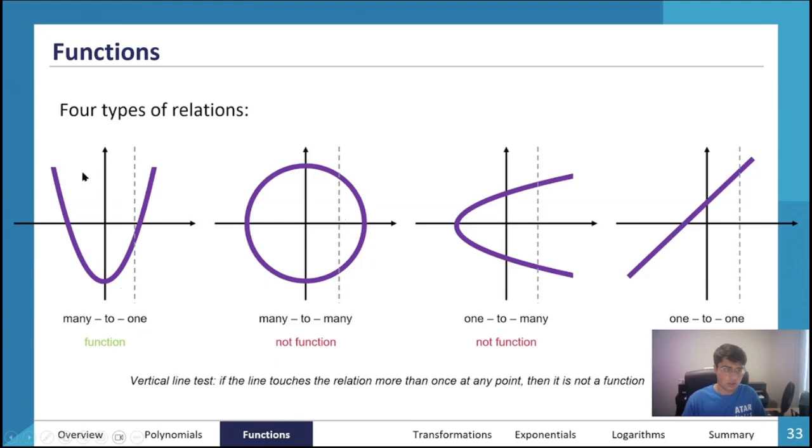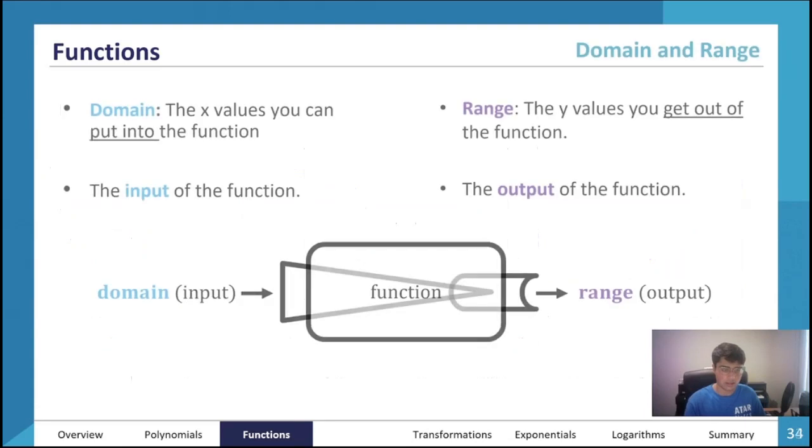If we look at this first scenario here though, no matter where we place this vertical line, it's going to hit only once, so that's a function. Same goes with these other 2 graphs. So that's the way that we tell if a relation is a function. Keep that in mind because there are some questions on the exam that might ask you, how do you test if a relation is a function? And you just mention the vertical line test.